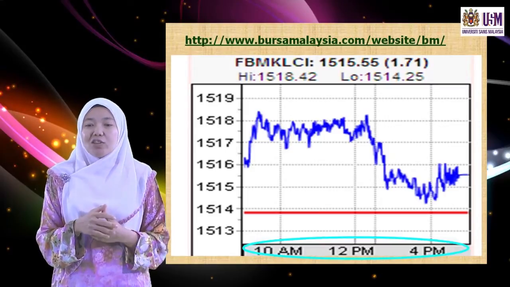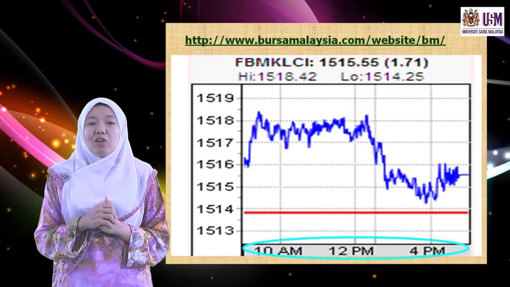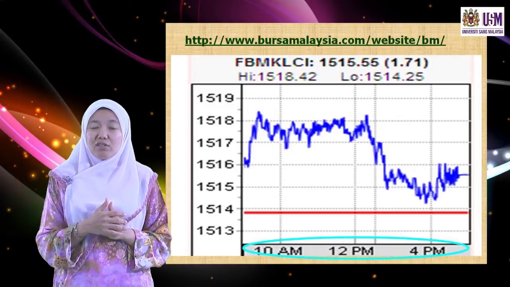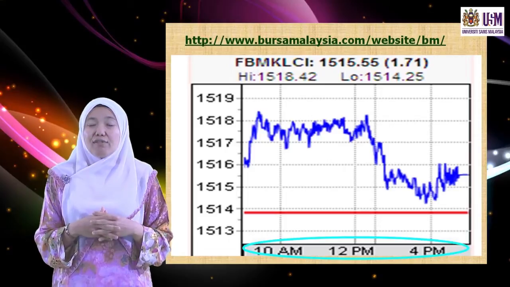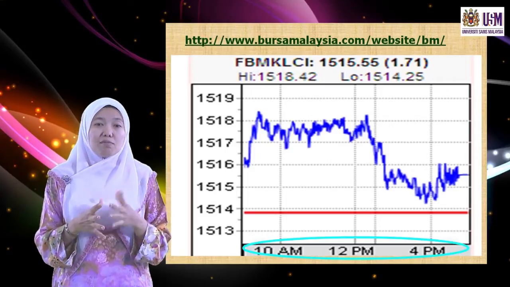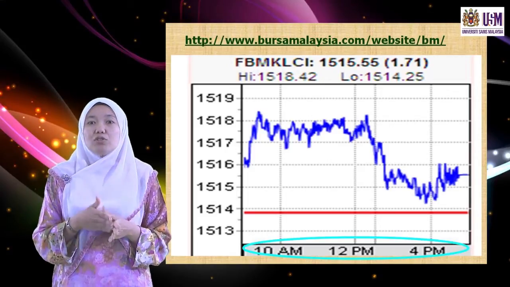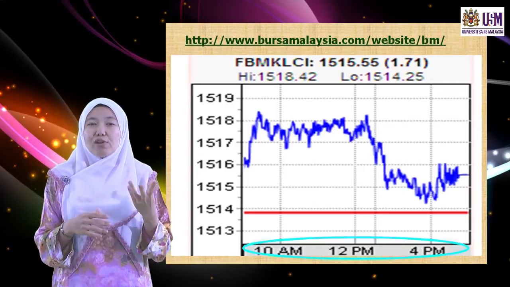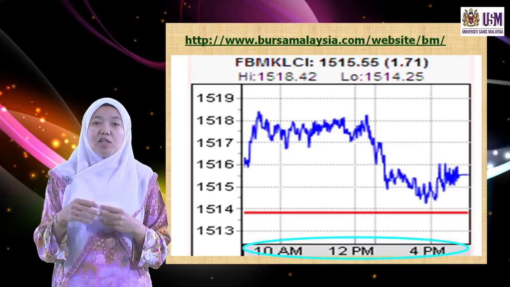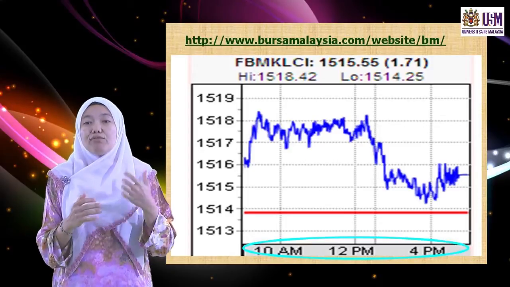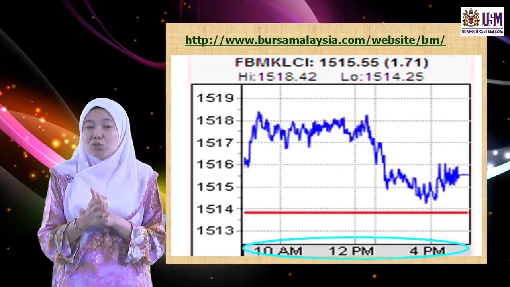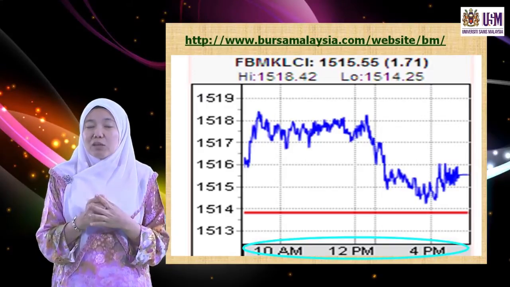Okay, at noon, and then we have the 4 p.m. So basically you see the up and down in terms of the index. Here we're still talking about the Financial Times Stock Exchange Bursa Malaysia Kuala Lumpur Composite Index. So we have the highest index value of 1518.42 and the lowest for that particular day, 1514.25.